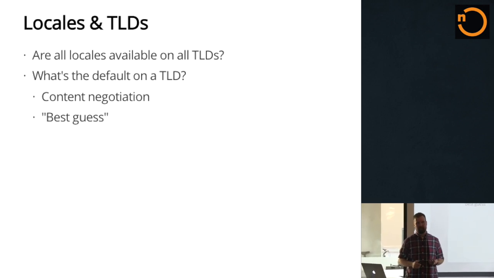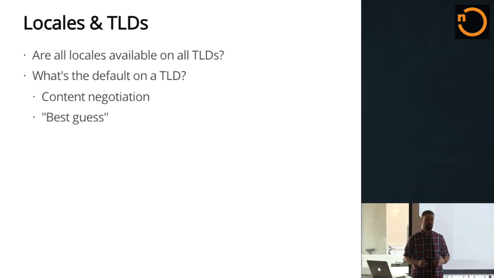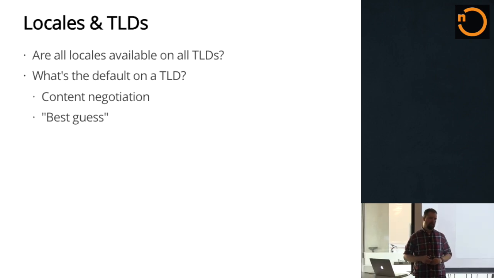Are all the locales going to be available on all TLDs? And how do you figure out what locale to show somebody? So there's really 2 different ways that people go about this that we evaluated. One was negotiation, where you look at the browser headers, you look at what languages you support, and you figure out what the best match is going to be. This is what I'd done previously at Creative Commons when we were doing localization there. The other way you can do it is sort of best guess. So you're on the .de TLD, we're going to serve you German.